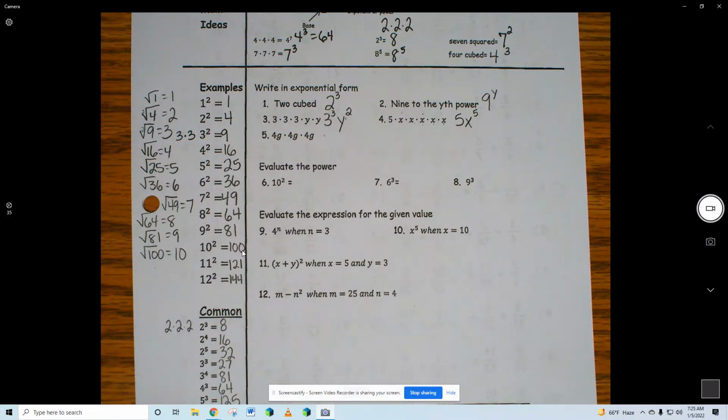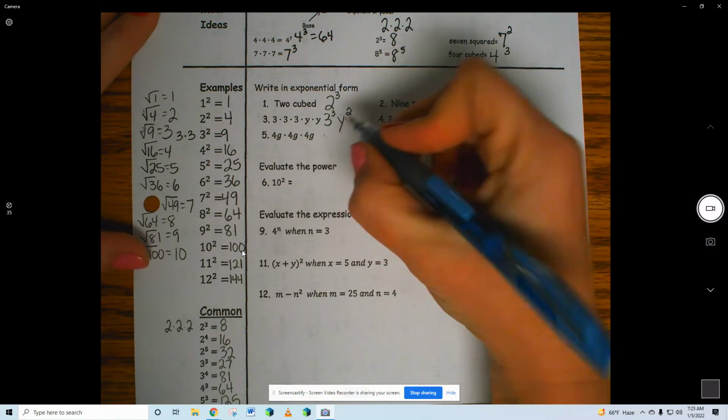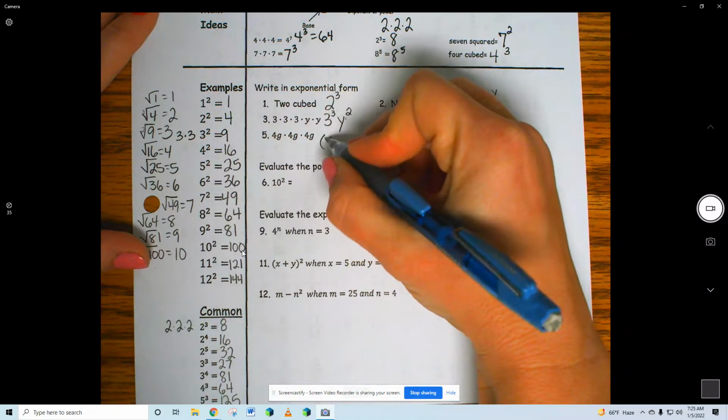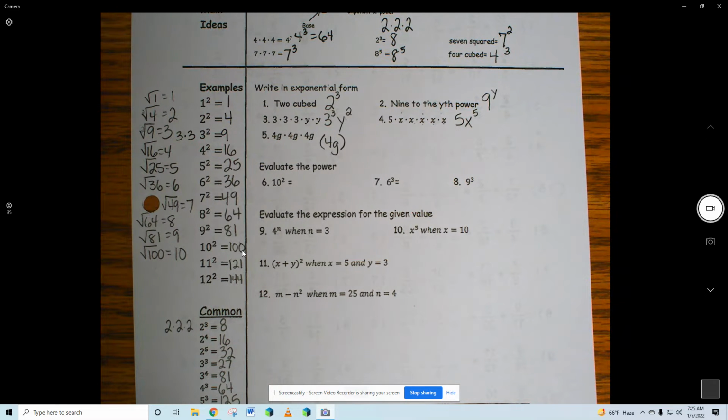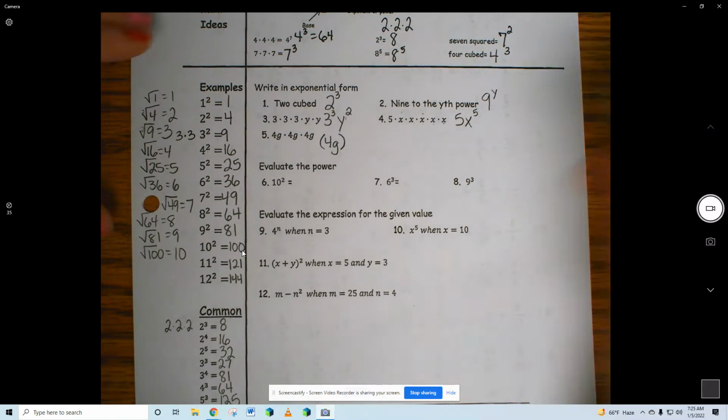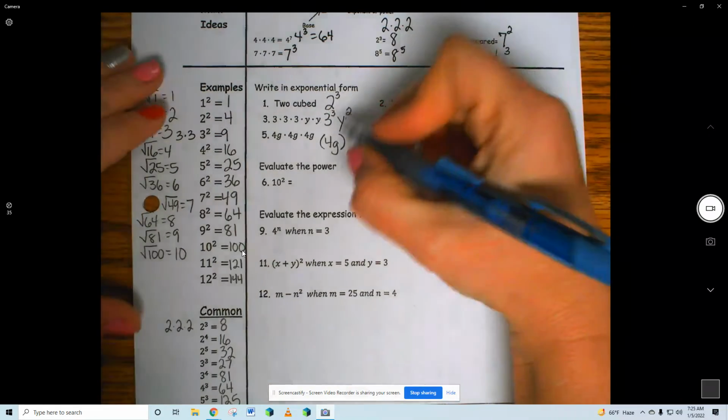Now, 4g, the whole 4g, I wrote 3 times. The 4 and the g have to stay together. So I'm going to put the 4 and the g in a parentheses, because there's a 4, a 4, and a 4, a g, and a g. So, 4g to the 3rd.